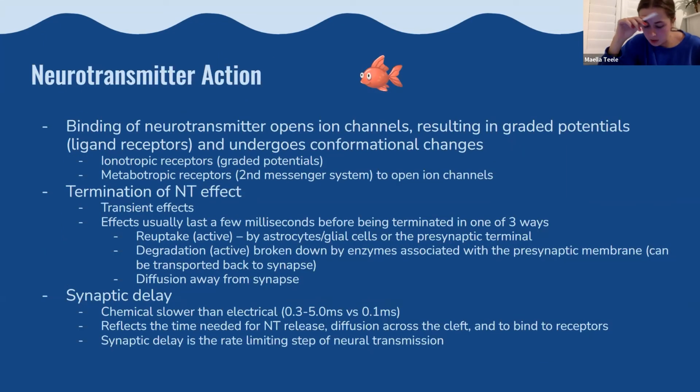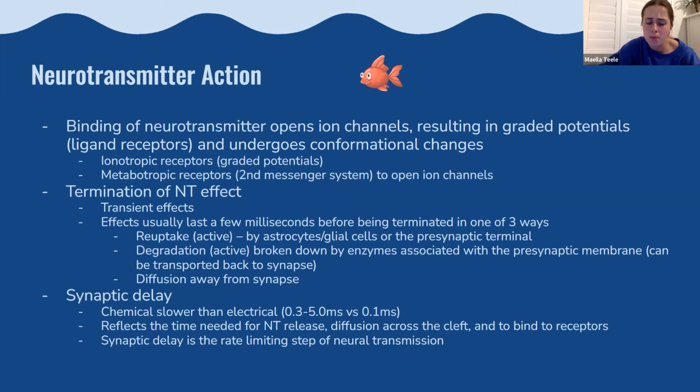So, neurotransmitter action. When neurotransmitters bind to their postsynaptic membrane, they open up ion channels, which then allows greater potentials, and they actually undergo conformational changes when they bind to these open channels. So you've got 2 different types of receptors. You've got your ionotropic receptors and your metabotropic receptors.